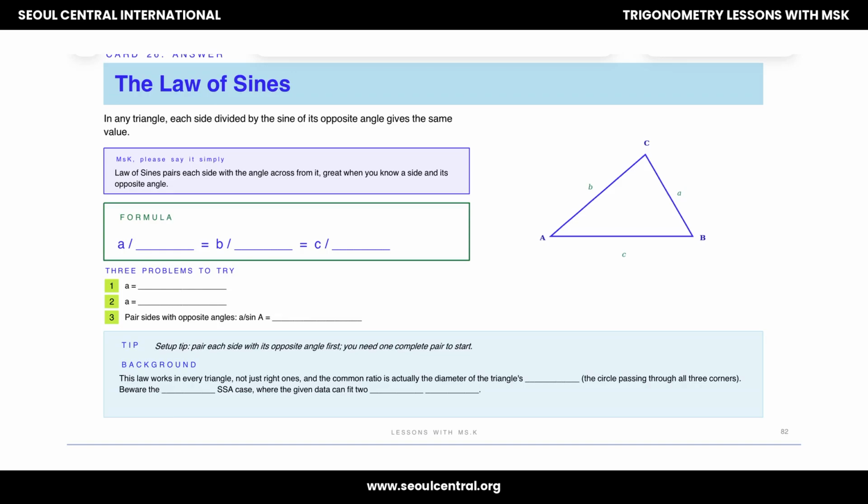Flashcard 26. State the law of sines. The law of sines. In any triangle, each side divided by the sine of its opposite angle gives the same value. To say it simply, the law of sines pairs each side with the angle across from it, and it's great to know when you know a side and its opposite angle.